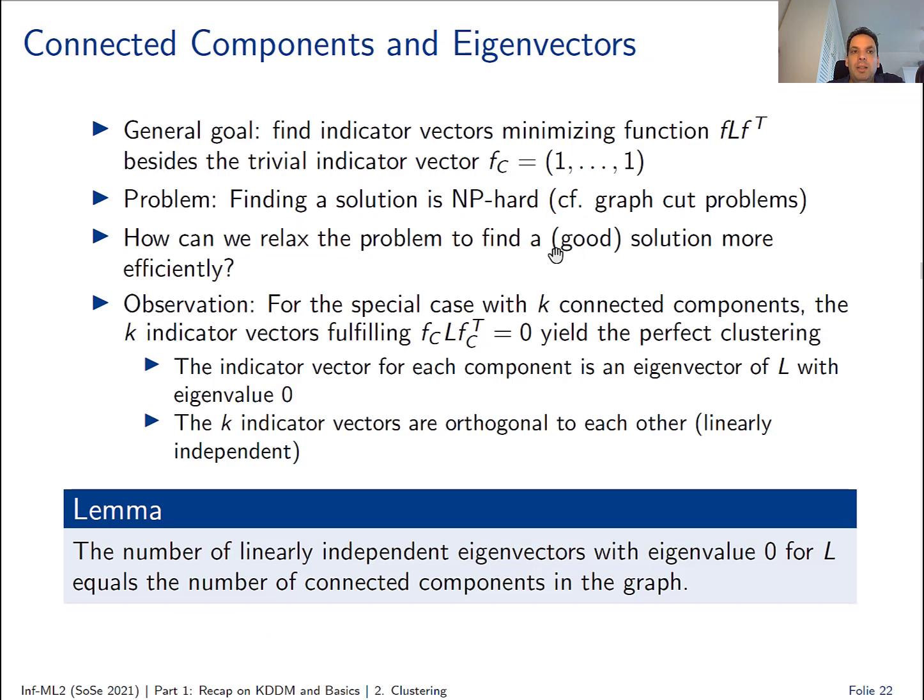So the general goal is to find indicator vectors that minimize, of course, this optimization function, and there is a trivial solution for that, where we just put ones in all the components. So in that case, that would be a trivial solution, which is obviously not what we want. The problem is finding a solution is still NP hard, because it's still a graph cut problem. And the question is, how can we relax the problem to find a good solution more efficiently? So an approximate solution to this problem.